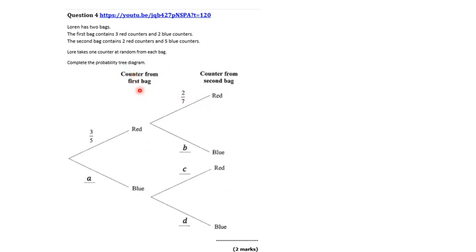I've got different numbers of counters in each bag. So my first bag, 3 red and 2 blue, I've got 5 counters altogether. So the probability of red is 3 out of 5. My probability of blue here needs to be 2 out of 5. So A here is 2 out of 5.